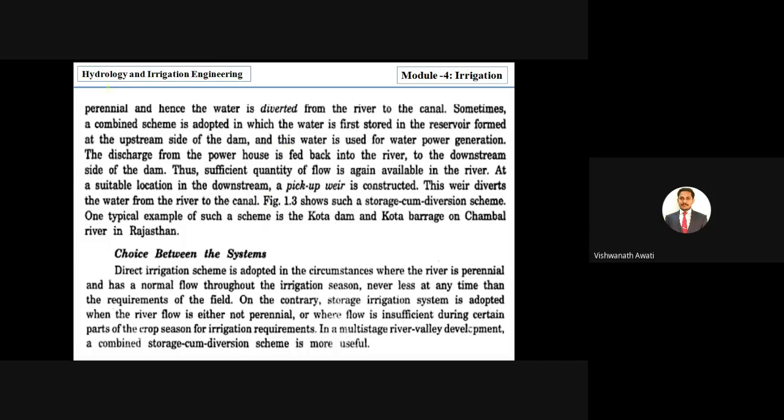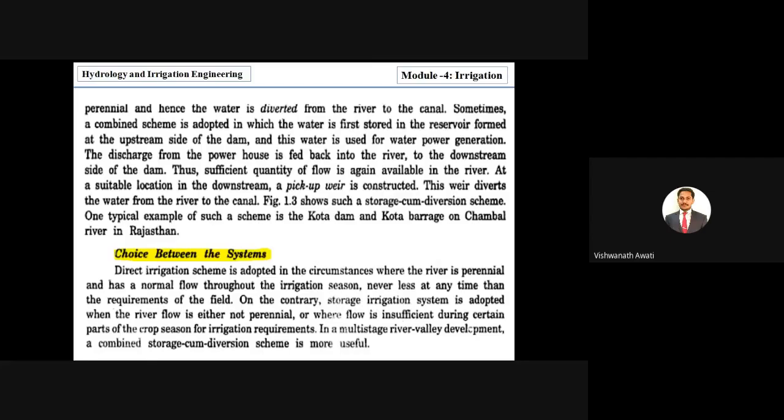So as I told, it depends on both. So here the river is perennial and hence water is diverted from the river to the canal. Then we will see the choice between the systems, and from here you can even get why they made different classifications: direct irrigation, storage irrigation, and combined irrigation.